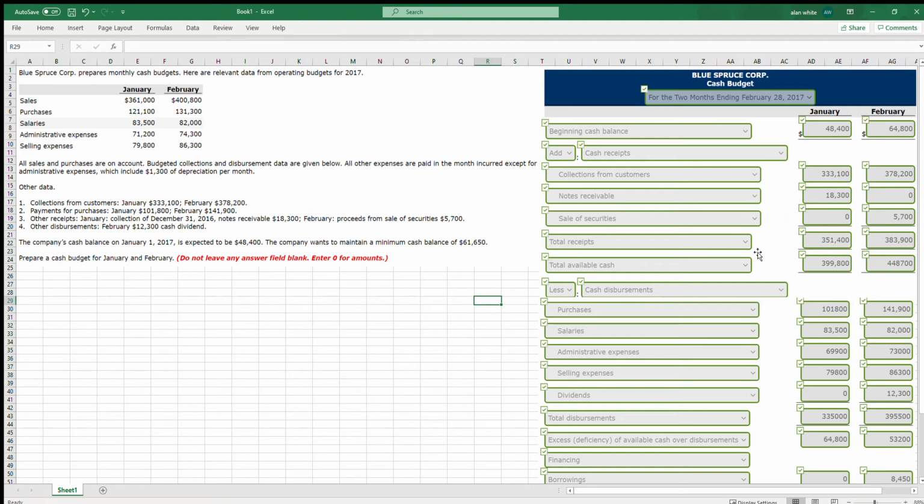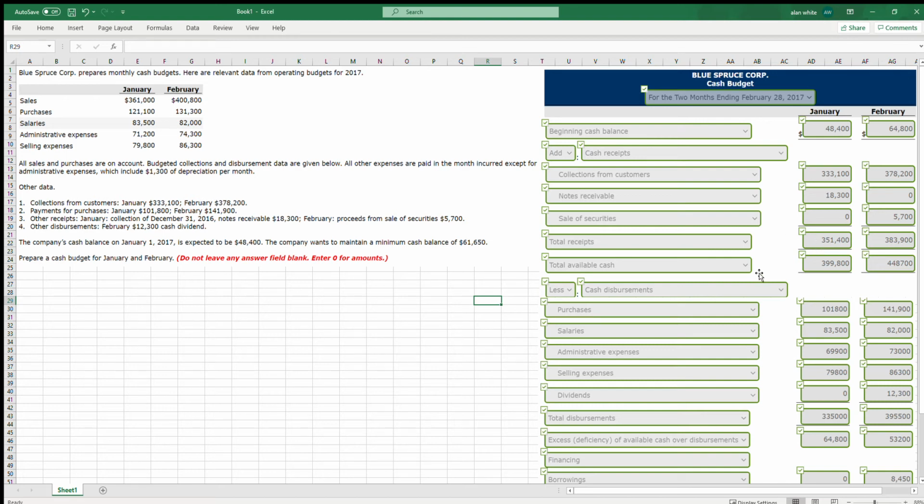Okay, the next thing is our total receipts. For each month we're going to sum all of our cash receipts. So we'll take our collection from customers, we'll add our notes receivable, and we'll add our sale of securities. That'll give us our total receipts for January. And you can do the same thing for February. You'll add these 3 values, and when you do that, you'll end up with $383,900 for February and $351,400 for January.